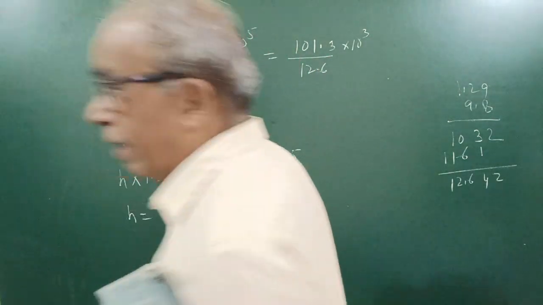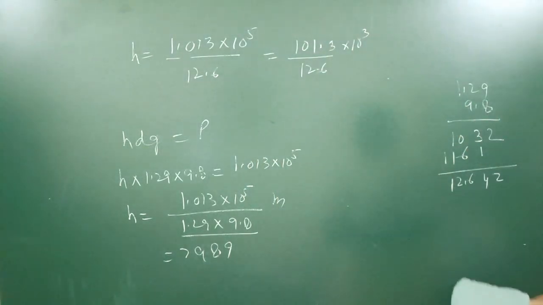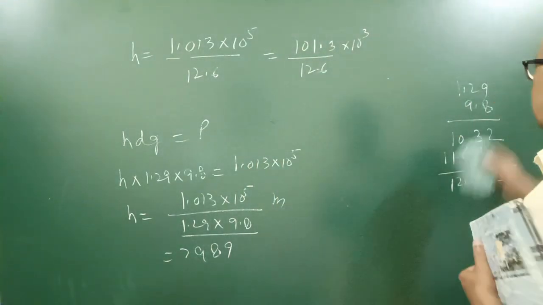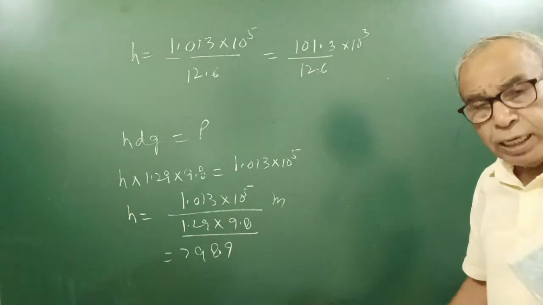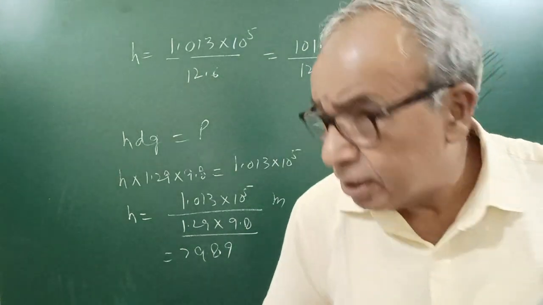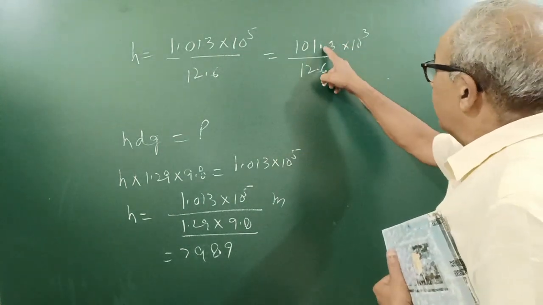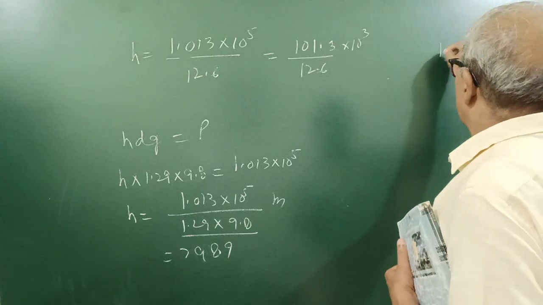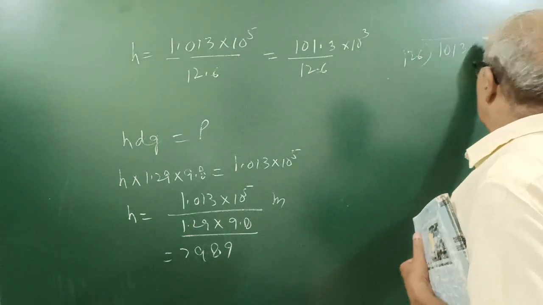Now you can divide this easily. Now I am telling because yesterday I was depressed and the students keep on looking here and there but they don't practice themselves. So how to divide? There is one place decimal, one place. So simply it is 1013 upon 126.